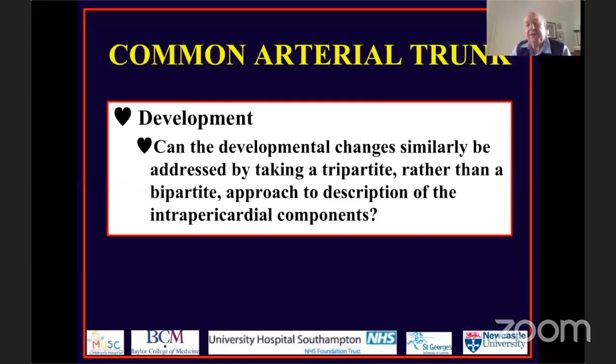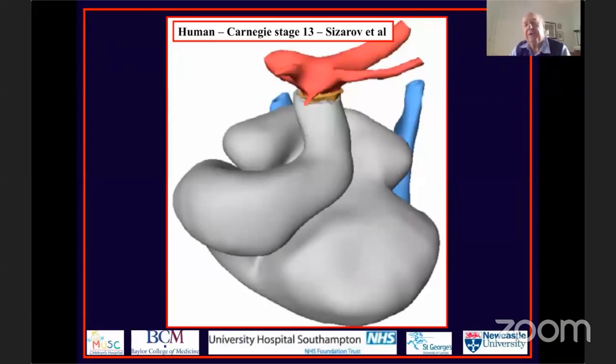We must then ask the question, is it possible to consider development also in this tripartite fashion, and in that way provide a better way to describe the development of these intrapericardial arterial pathways? And our investigations over the last 10 or 12 years show that this is indeed possible.